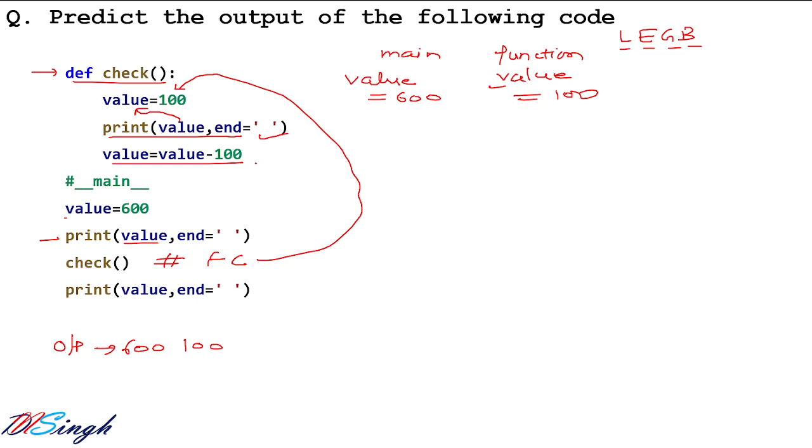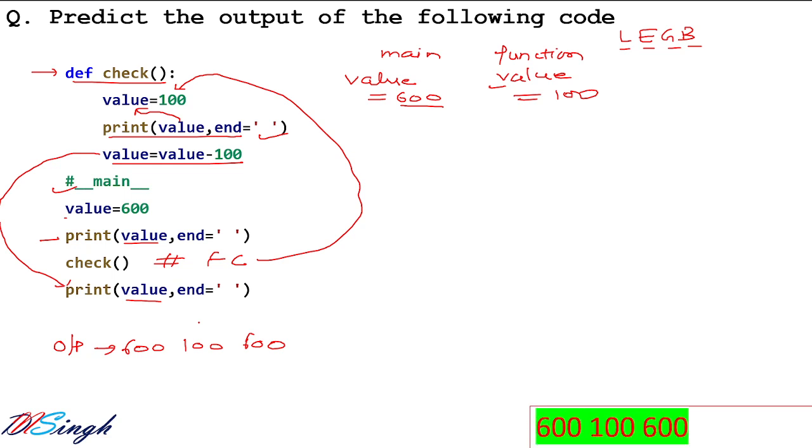As soon as all these instructions are executed, control comes back to the main and to the next instruction. Now again, when inside main this print statement tries to resolve the variable value, it will get the quantity 600 which is inside the main, and it is local to main. So again what is printed is 600. Again a space is printed. So this is the output for this particular code. Let us see the output: 600, 100, and 600. I hope you got it.